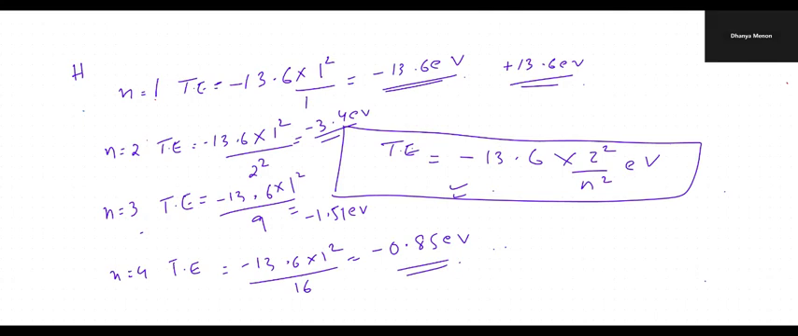So if you compare the energy of the electron in the first shell and the fourth shell, which one is more? You can see that the energy is more in the fourth shell compared to the first shell, right? So that means as the electron is moving away from the nucleus, it is becoming more free. So the energy of the electron is increasing, right?